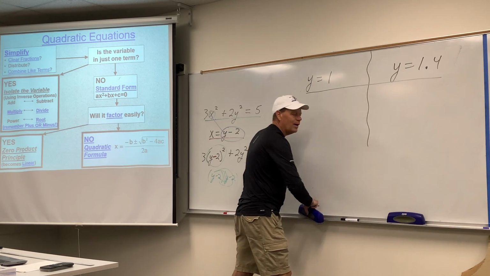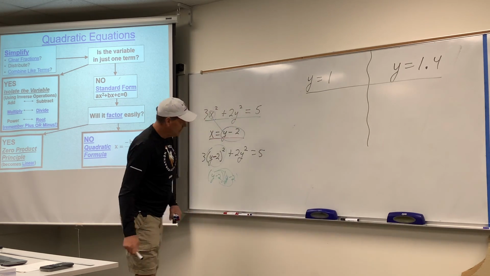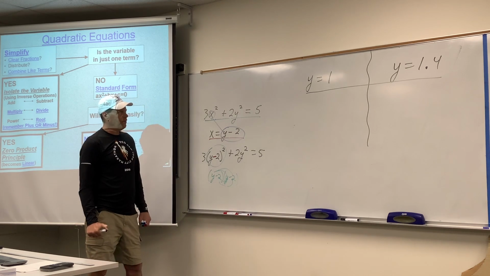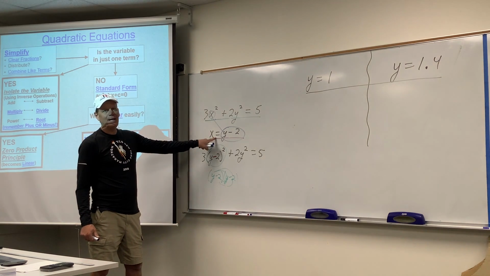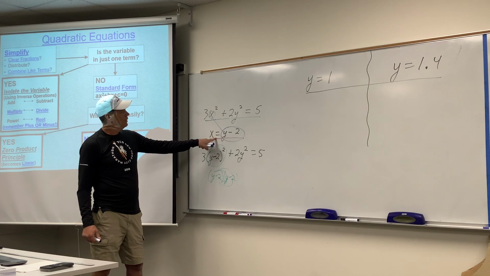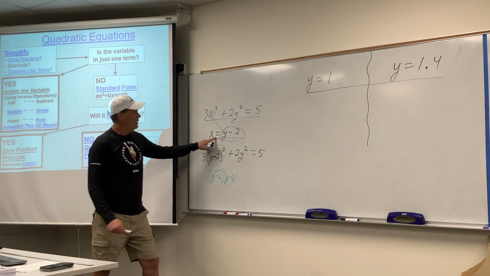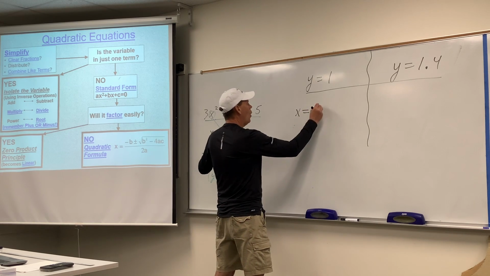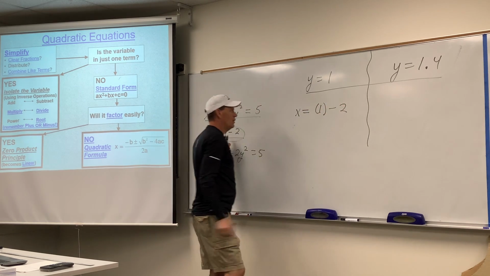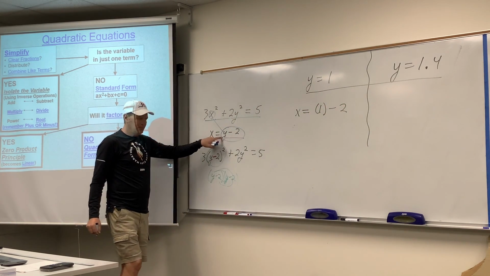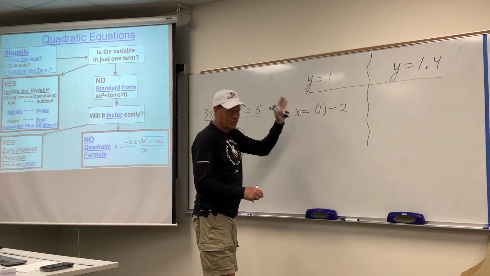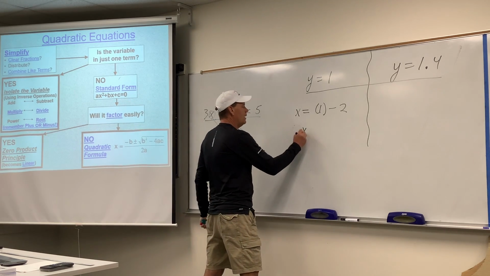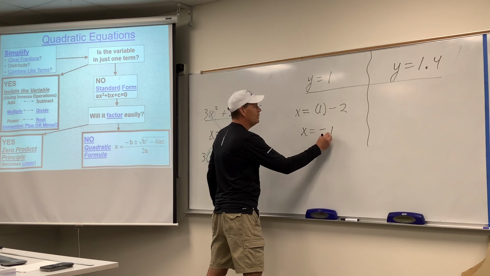And each one needs a value of x. I'd sure like to find out what x equals. Look at that equation, x equals, it's perfect. That's the one I'd recommend. So, we have x equals 1 minus 2. Put 1 in for y. I should write the equation there, but you can do it. And 1 minus 2 is negative 1.